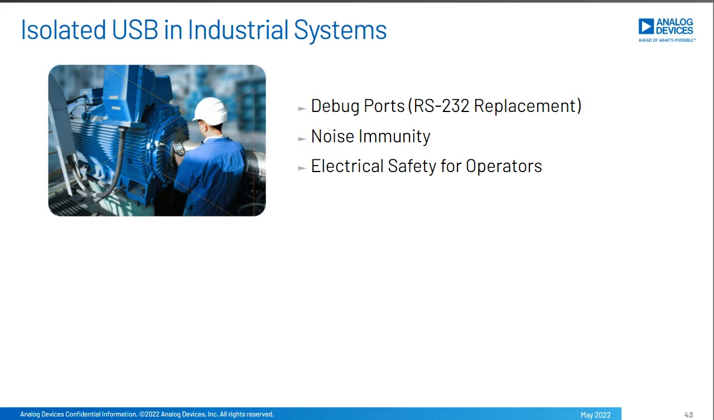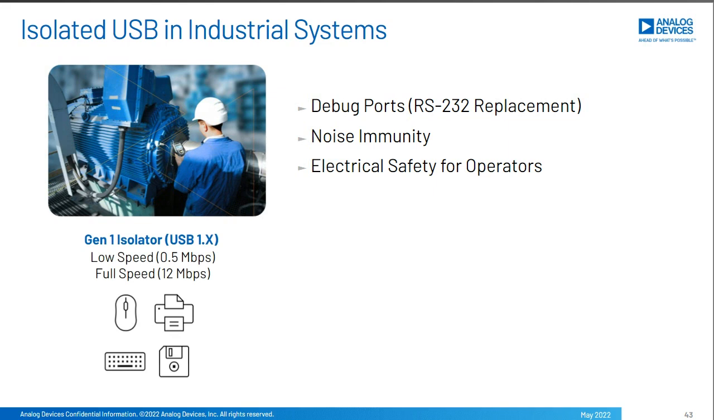And so ADI's first to market solution, back about 10 years ago, we released the only USB isolator on the market that serviced the USB 1.0 and 1.1 standards. And this was useful for low speed and full speed USB, which is 0.5 megabit and 12 megabits per second respectively. Very useful for attaching peripherals like mice, keyboards, and for slow speed updates, and also with a debug port.